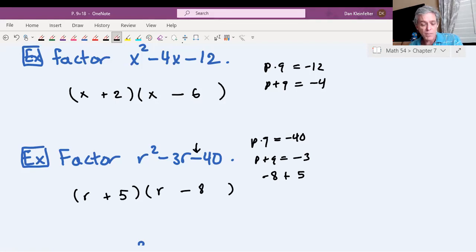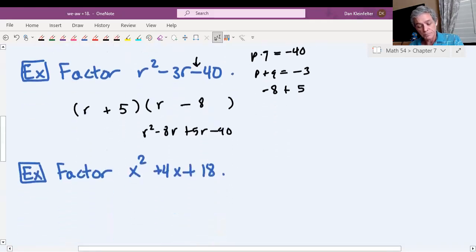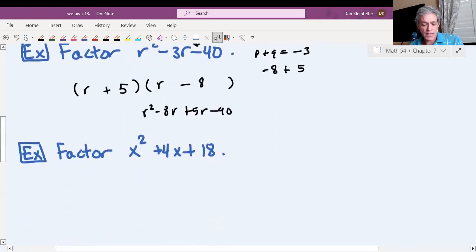Okay, double check by multiplying. r squared minus 8r plus 5r minus 40. Yeah, that would work out. Negative 8 plus 5 is negative 3. Okay, let's try the next one.